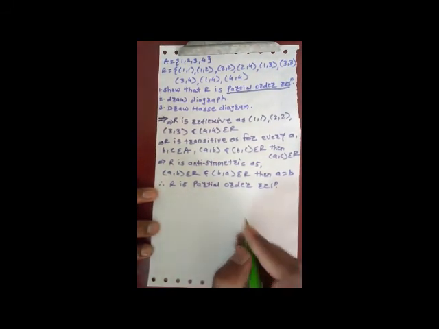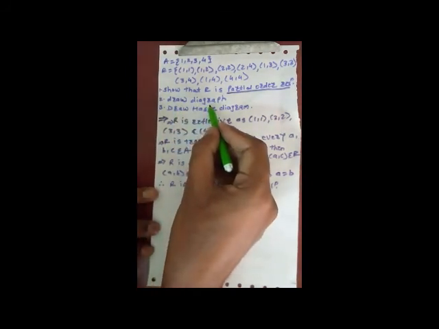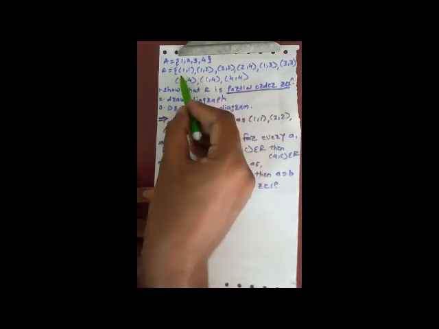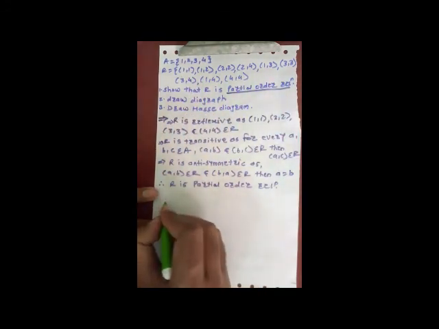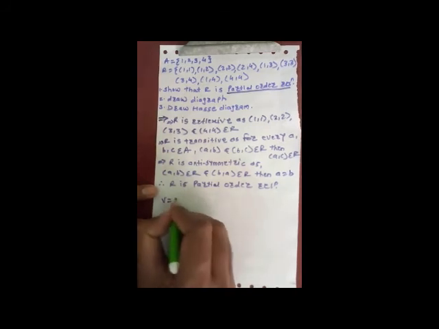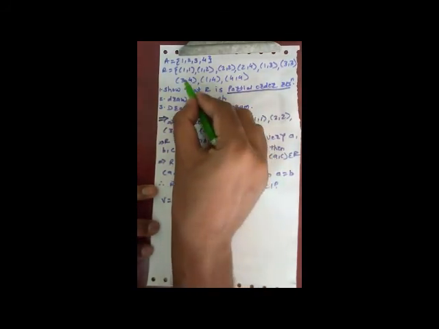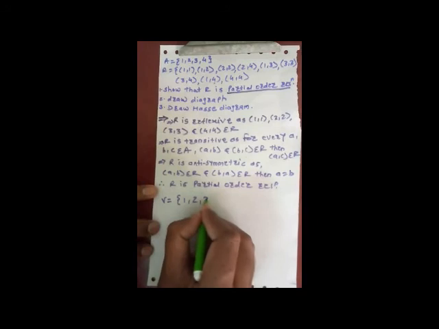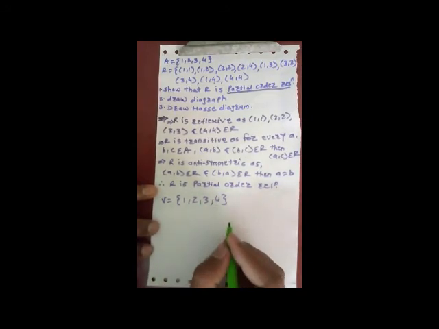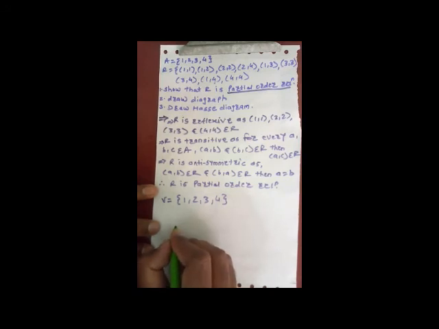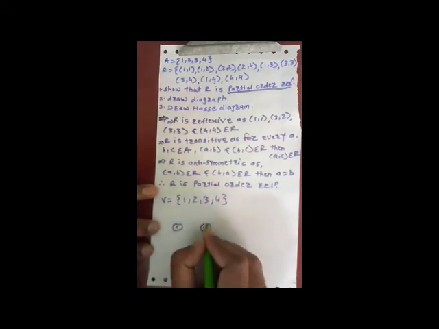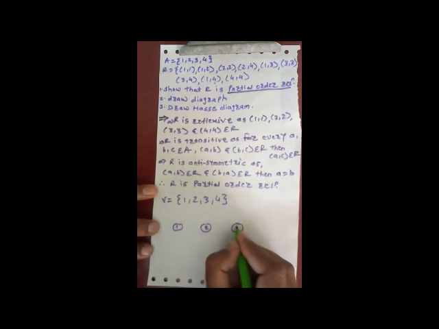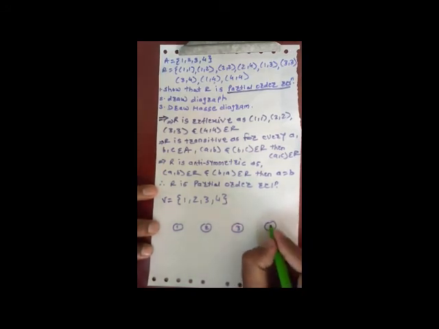Now the second question is draw the diagram. For drawing the diagram we require vertices, and vertices are nothing but the elements which are present in R, that is 1, 2, 3 and 4. So consider this is 1, this is 2, this one is 3, and here I will take 4.